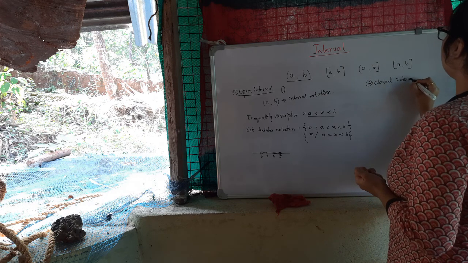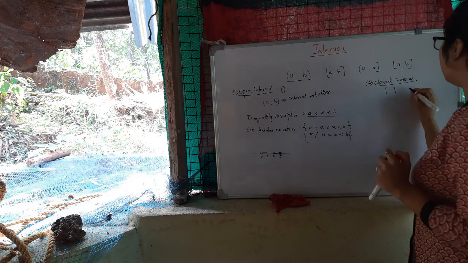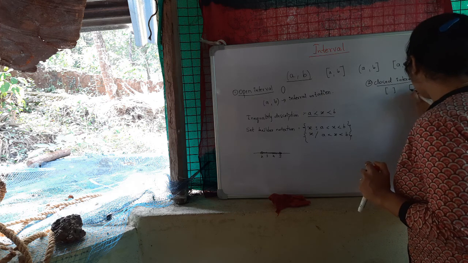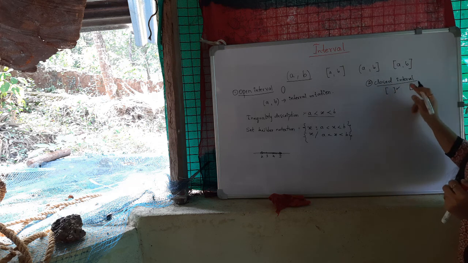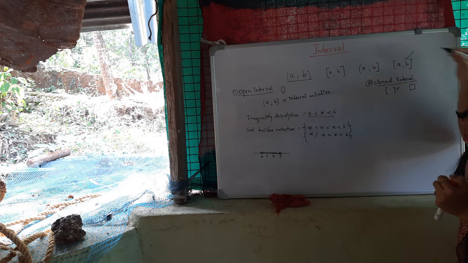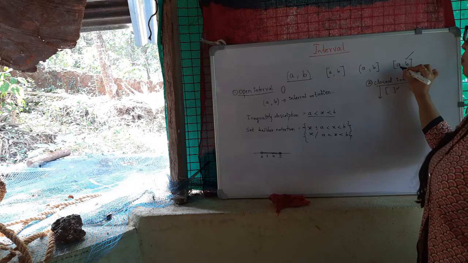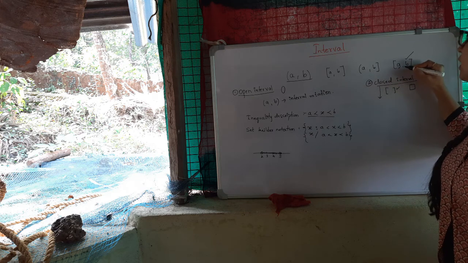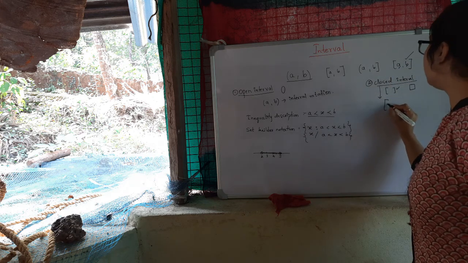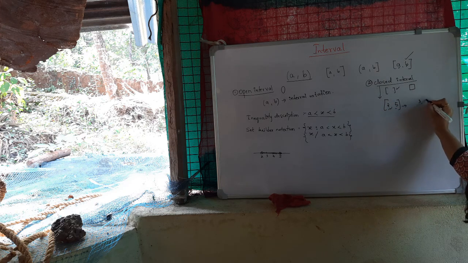Next comes closed interval. To represent this, we use square brackets. Just to memorize it, remember when two square brackets come close together, it looks like a closed box, right? So just remember, square brackets are used to represent the closed interval. So this is the closed interval, A comma B. In closed interval, all the numbers between A and B, between the end points, are included, and even the end points will be included. So 2 comma 5, if I consider, all the numbers between 2 and 5, like 3, 4, and even the end points will be included.